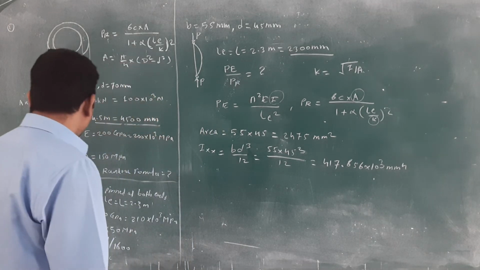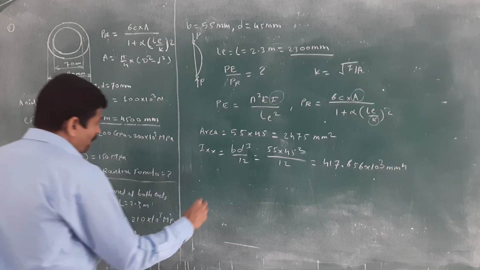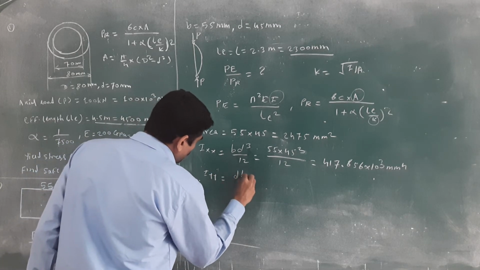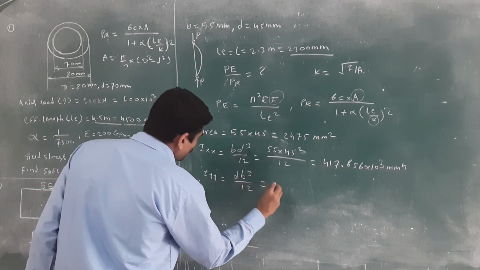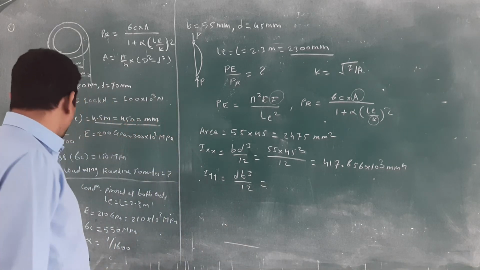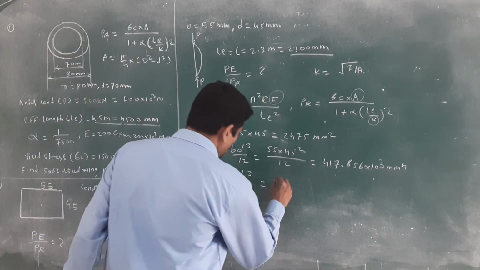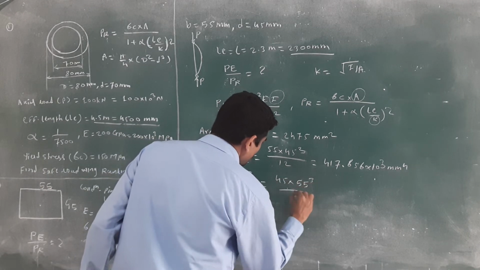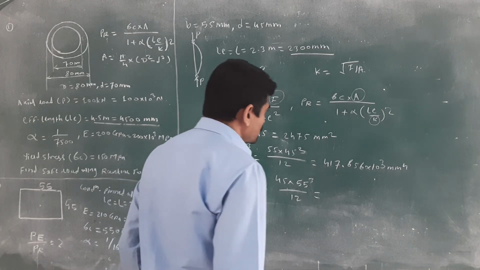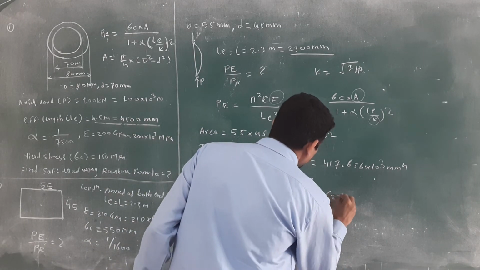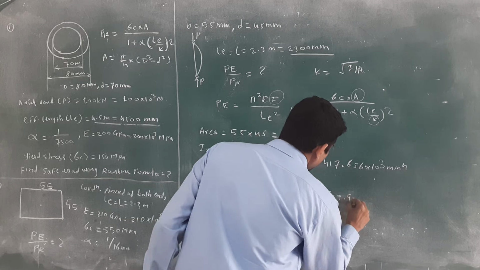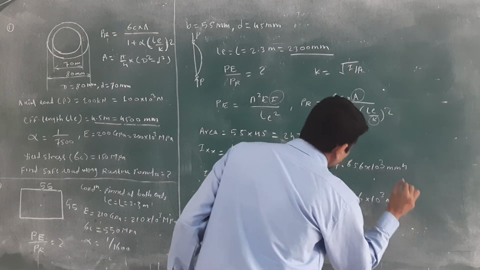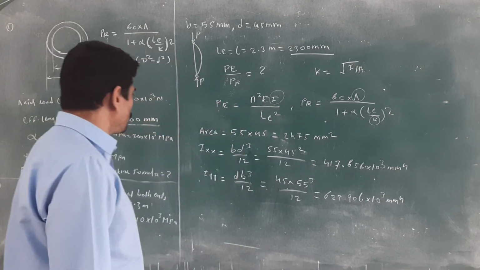In a similar way, you have to calculate the IYY for this given rectangular body. What is the formula? DB cube divided by 12. What is the D? 45. And what is the B? 55 cube divided by 12. Then check that, you will get 623.906 into 10 raised to 3 mm raised to 4.